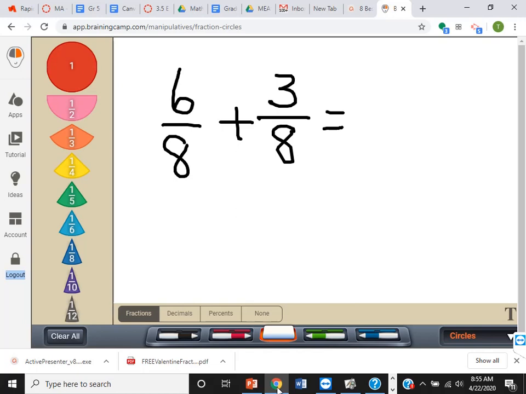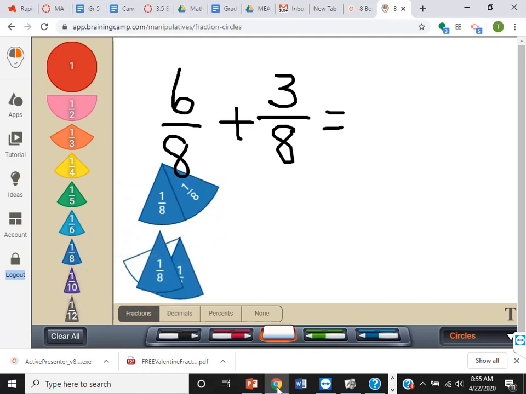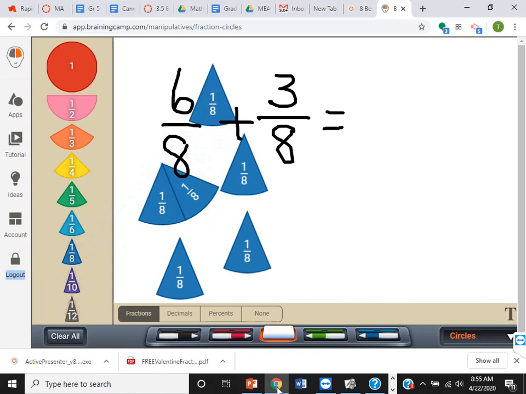All right, so let's talk about the sum. What is the sum of 6/8 plus 3/8? Well, I'm going to show what 6/8 looks like here first. There we go. There's 6/8. I don't know why that's missing, disappearing. All right, and I have another 3/8.